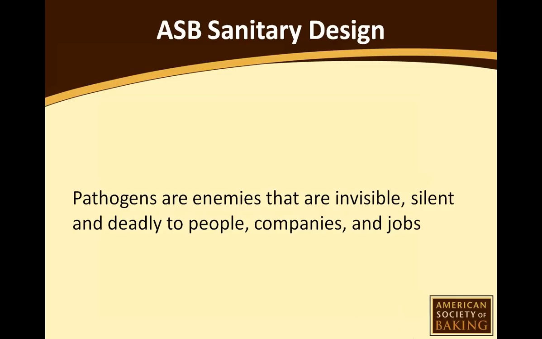Pathogens are the enemies that are invisible, silent, and deadly to people, companies, and jobs. The baking industry agrees that pathogens are the enemy and elimination is the goal. When dealing with pathogens, there is no acceptable limit in our products. Roy Gilmer from United Fresh Produce states, the stakes for a large company to have a food safety incident are huge. It can destroy a company.